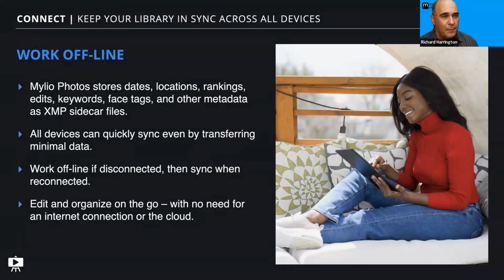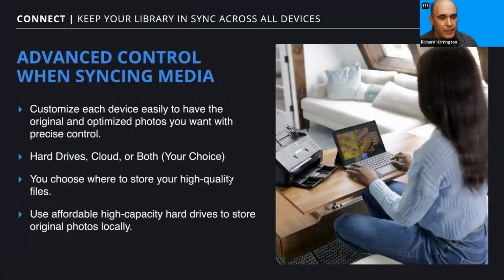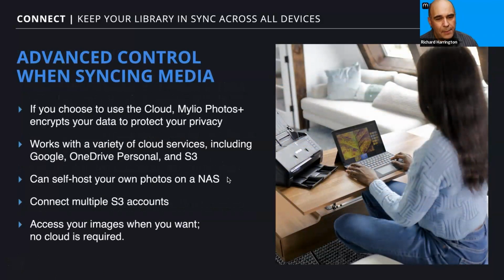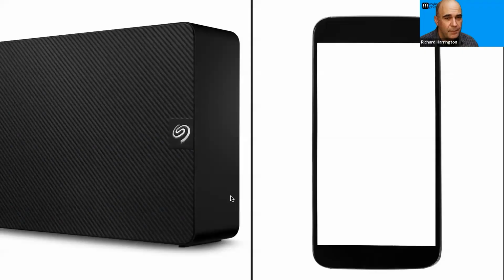Mylio Photos has the ability to sync between your devices very easily, and you have complete control over how things sync. Now, what happens here is when you start to sync, you decide what goes to each device. So you can connect Mylio Photos, if you want, to Google Drive, OneDrive, or S3. You can also use your own NAS, or you could just leave a computer on at home, and when you need something, Mylio will send it to your device when you ask for it.